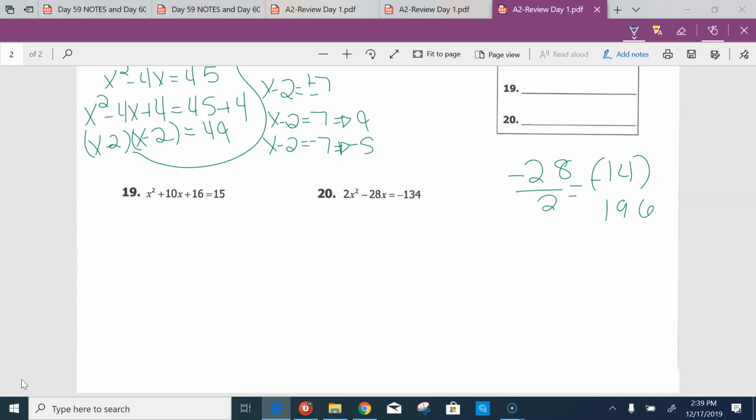Is there anything I could do to make this equation on this side a lot easier? Yes. What will go into 2 and 28? 2. So if I cut everything in half, I get x squared minus 14x. You could use the 196, but when I did the work earlier, you didn't have a lot of extra steps. So let's make a little note to ourselves. Simplify when possible.